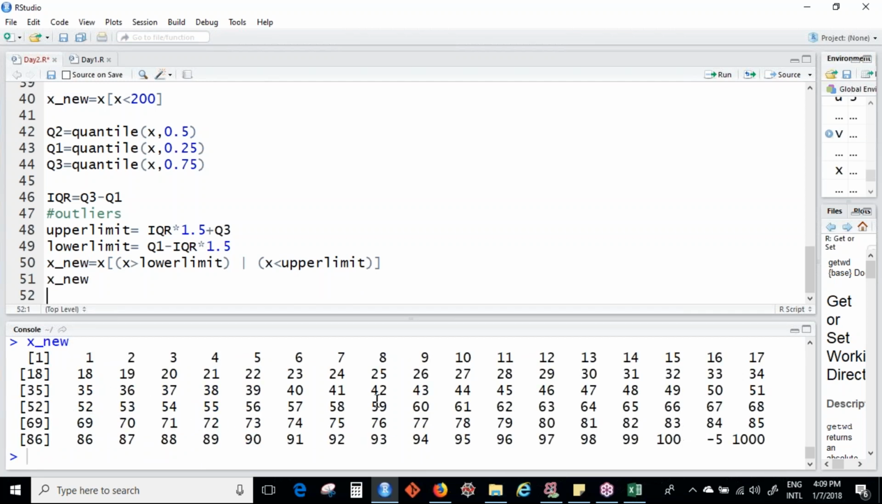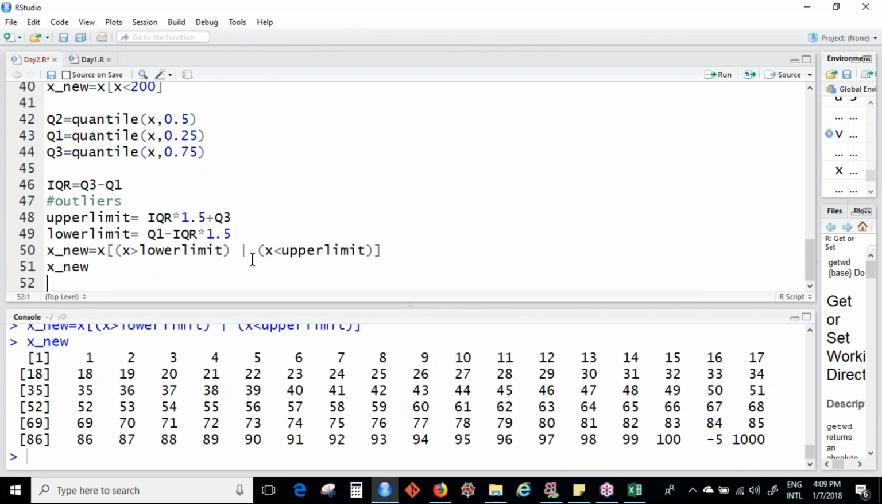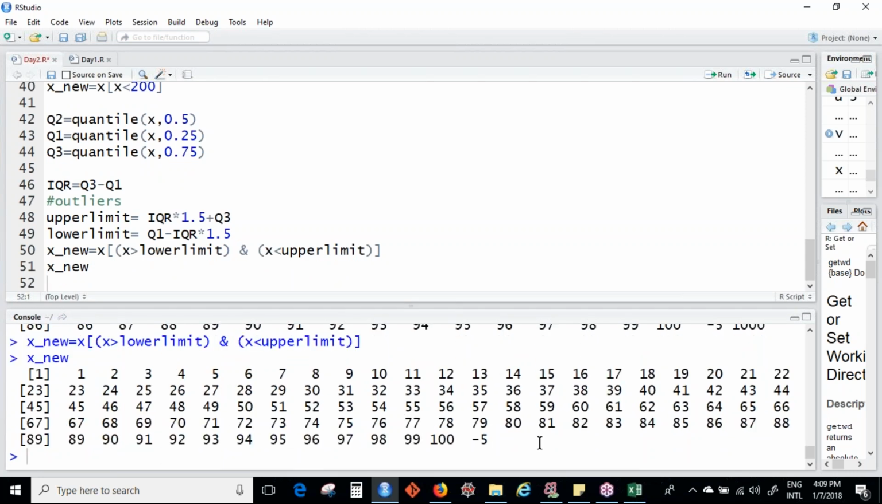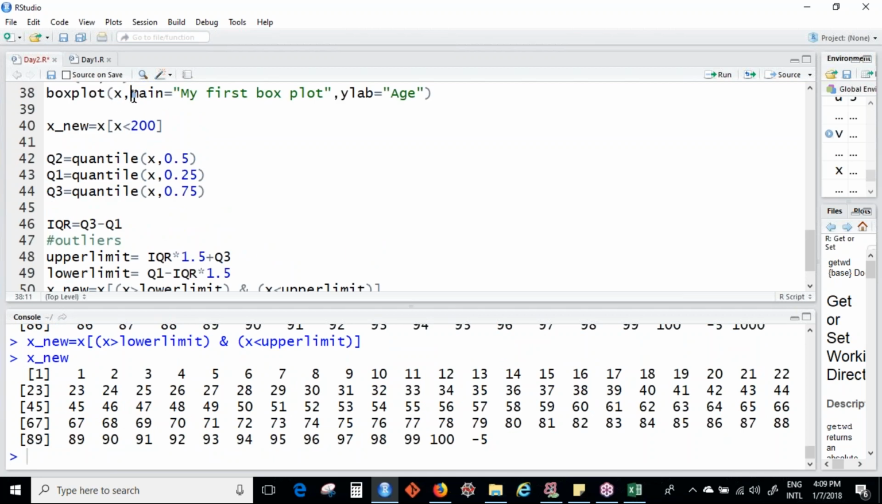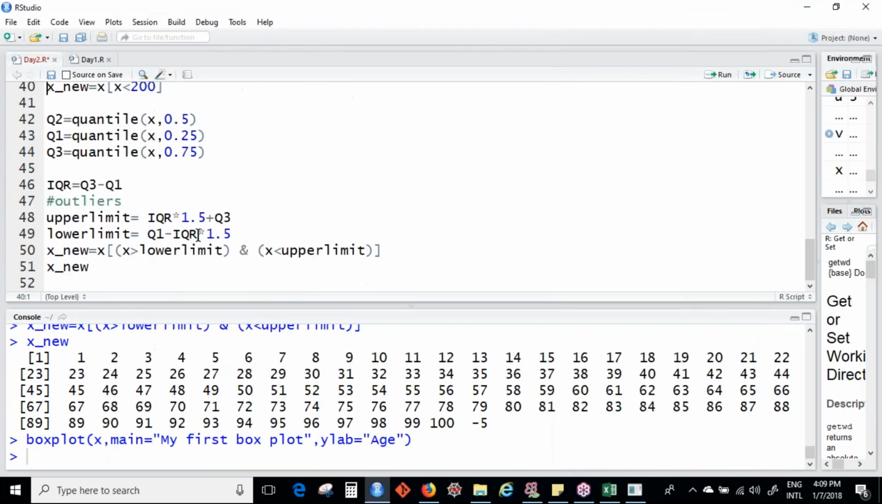So if you print x new, this is what you get. I think it should be and, right? X is greater than lower limit and x is less than upper limit. Yeah, it should be and, sorry. It won't be or, it will be and. Now the 1000 is gone. The 1000 was an outlier, right? When you draw the box plot, 1000 was the outlier. Now you have gotten rid of 1000 without doing any hard coding. There is no hard coding involved. You have automated the process.